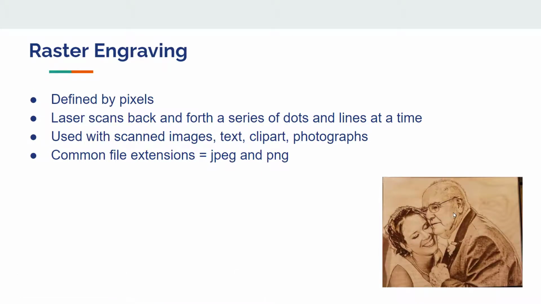Okay, now let's talk about raster engraving. And raster engraving differs from vector cutting because the laser is not following a continuous line here to make a cut. With raster engraving, the laser scans back and forth a series of dots and lines at a time. And this is used with scanned images, so like text, clip art, photographs. And these images will be defined by pixels and not vectors. So you're mainly dealing with file extensions that are either JPEGs or PNGs. For example, if you take a picture with your phone and you want to engrave it, you can bring it in as a JPEG and engrave that image. Or if you want to grab an image off the internet, you can simply Google the image, bring it in, and you'll be able to use raster engraving to engrave the image.